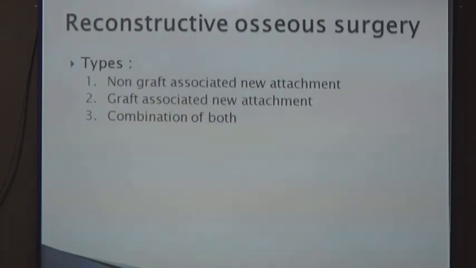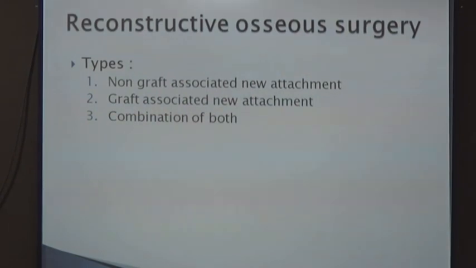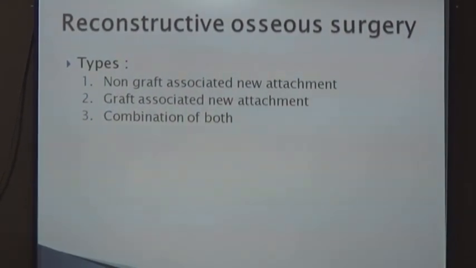All this time we read about resective osseous surgery. Now reconstructive. The types are non-graft associated new attachment, graft associated new attachment, and a combination of both. Already I told you new attachment is getting the lost tissue to the original position where there is a pathologically exposed root surface. With the surgery, what you are getting is a new attachment. With an incision injury, what you are going to get is a reattachment.